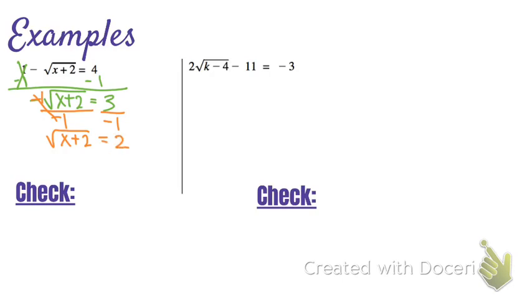Now the square root is all by itself, and we can undo that by squaring. All that does is take away the square root symbol, so I just have x plus 2 equals 4. Now I can move that plus 2 by subtracting. So we have x equals 2.